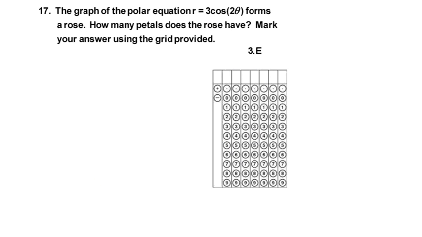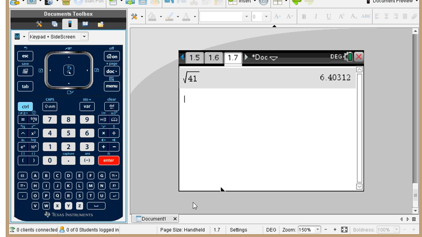Okay, problem 17. The graph of the polar equation r equals 3 cosine 2 theta forms a rose. How many petals does a rose have? So we just have to enter that in our calculator.